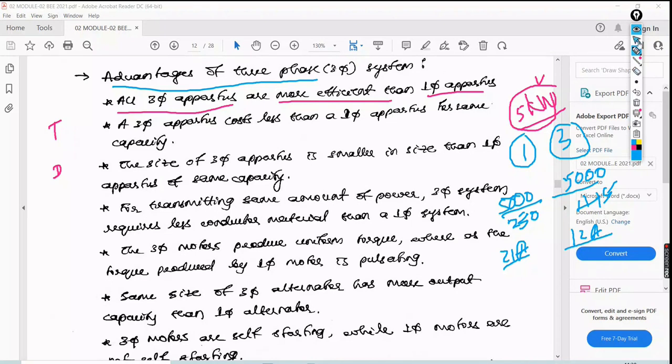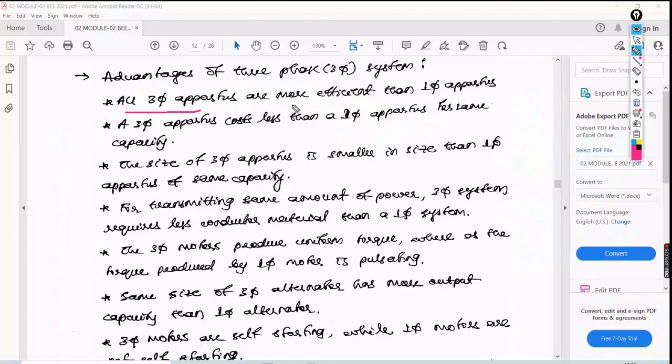What is the loss? I square R is the loss. I square R is the losses in the machine. If more current is there, then the loss is also high. If the current is less, what is the loss? Less. Which is efficient, single phase or three phase? Three phase is the efficient one. Got my point? That you ought to remember. You write only one sentence, but you understand the concept, then only you will be capable of writing.